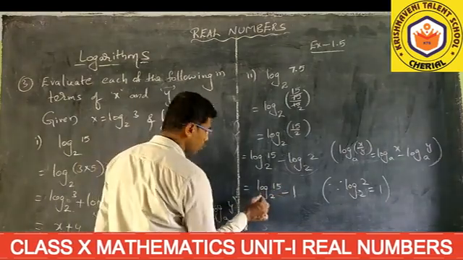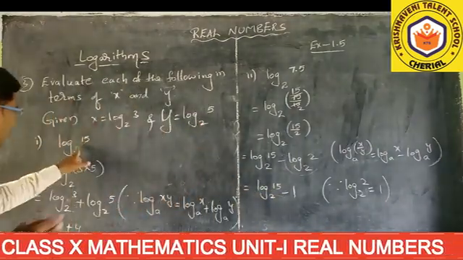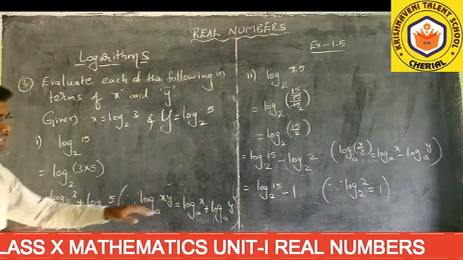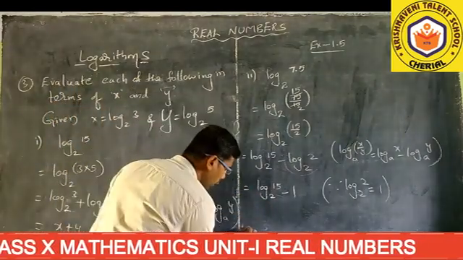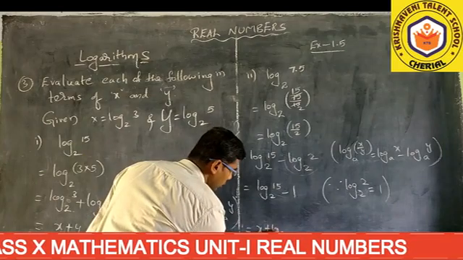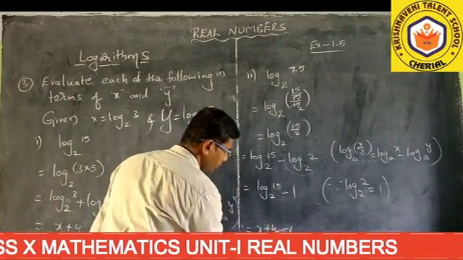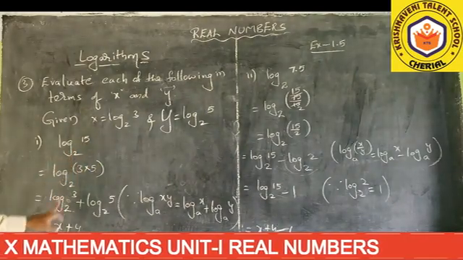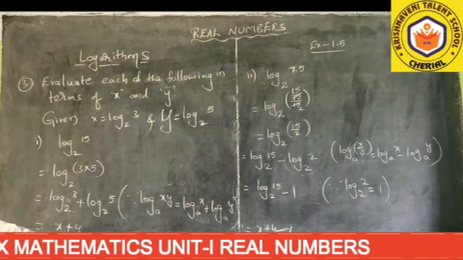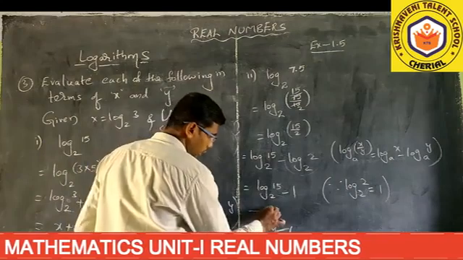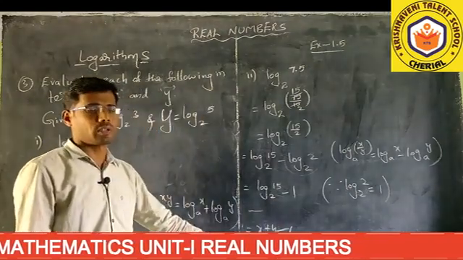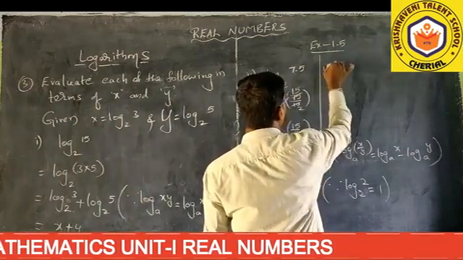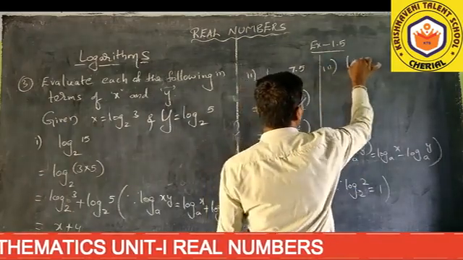Now, log 15 to the base 2 we have already calculated. You got its value. In the same way you try, you do this. If you do this problem, you will get x plus y minus 1. Already we calculated that log 15 to the base 2 is x plus y. Here you do that. After that, the value of this one is x plus y minus 1. Now, next, another one. What is the third one now? Just I will explain, you do.